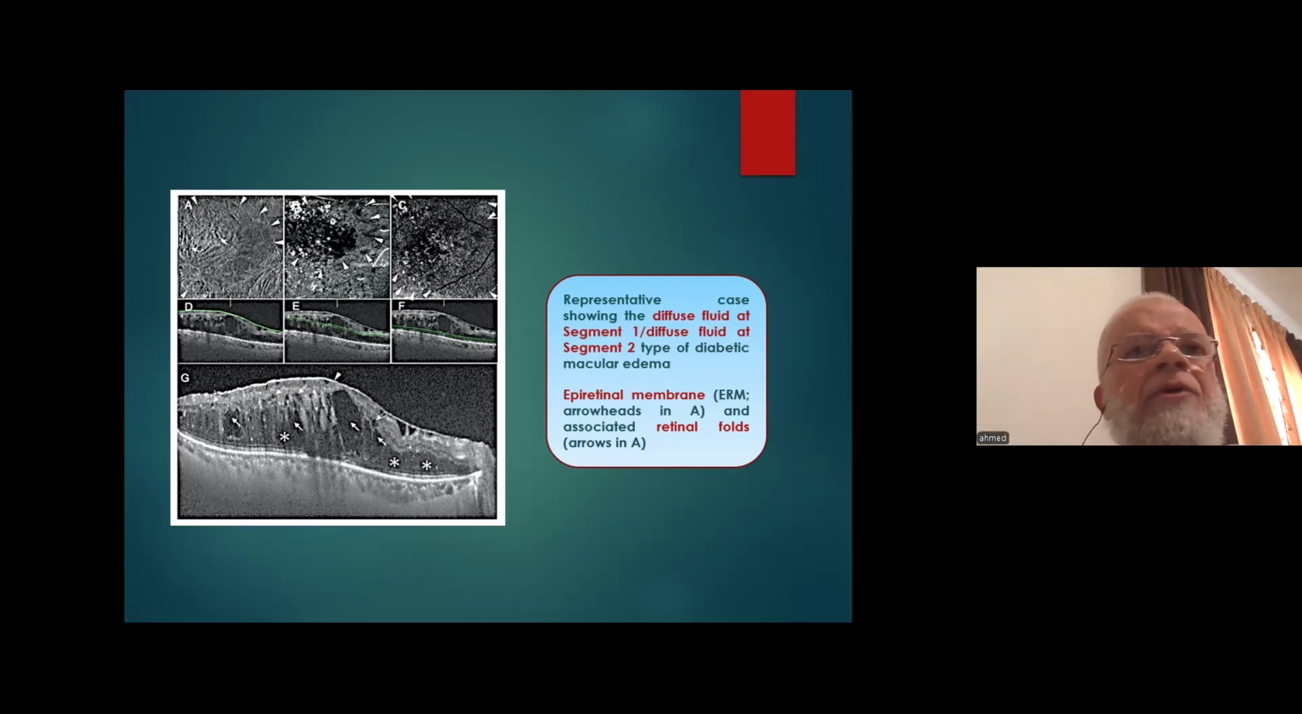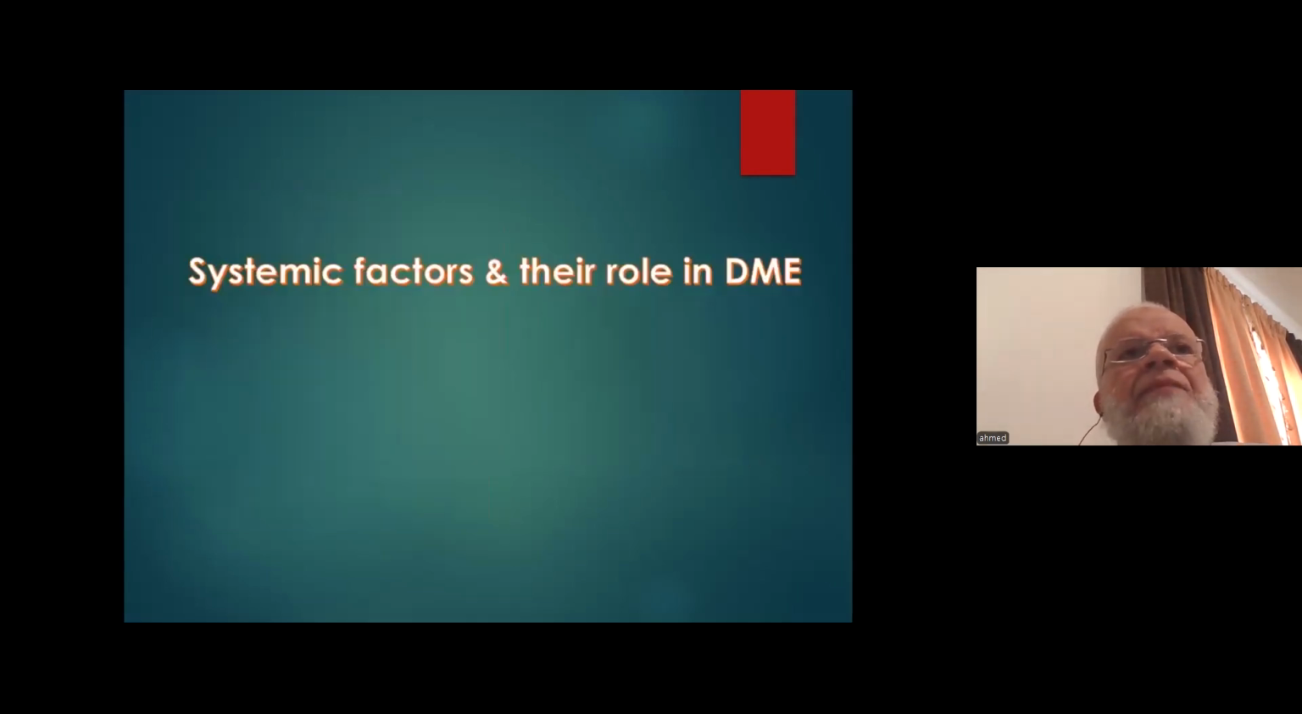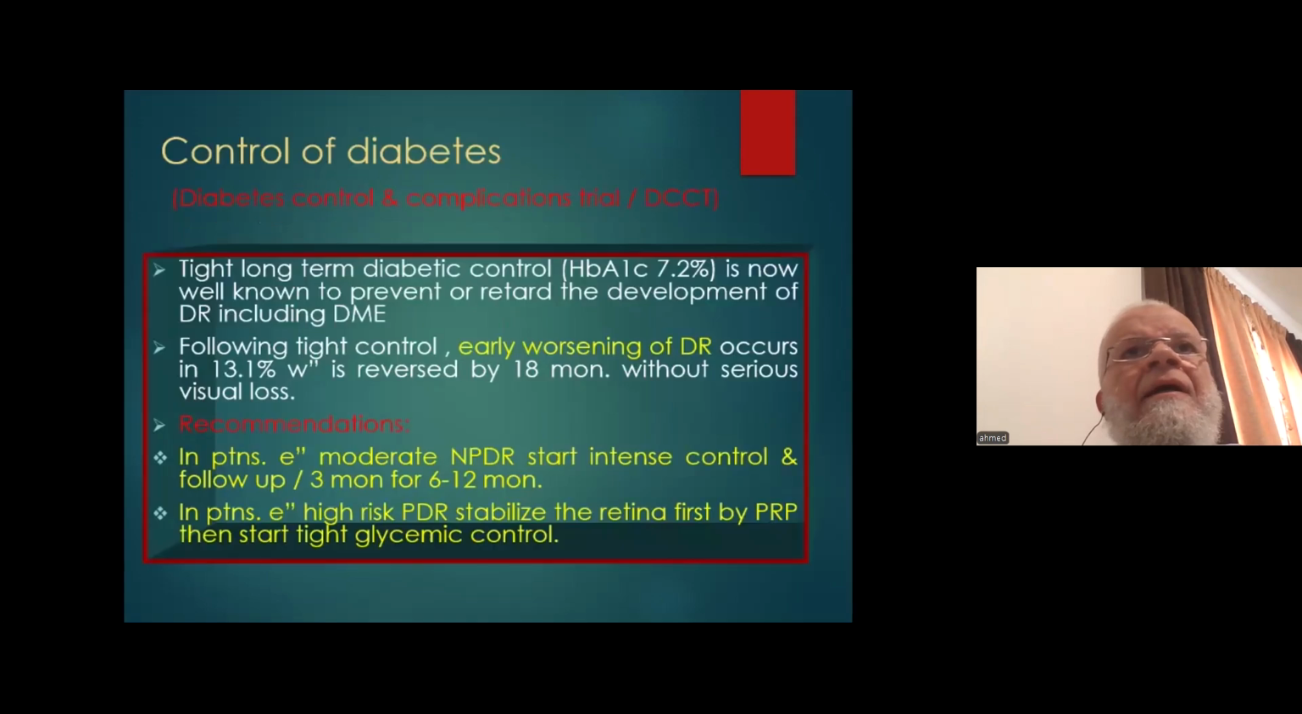And this is an example of fluid affecting the inner and the outer retinal layers. There are also systemic factors that have a role in the diabetic macular edema. The control of the diabetes. Control of diabetes was found to delay the occurrence of diabetic retinopathy and diabetic macular edema.